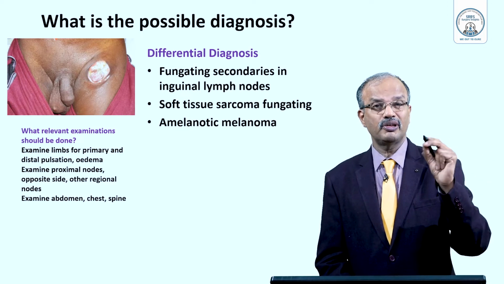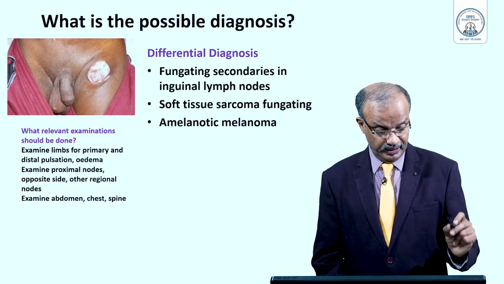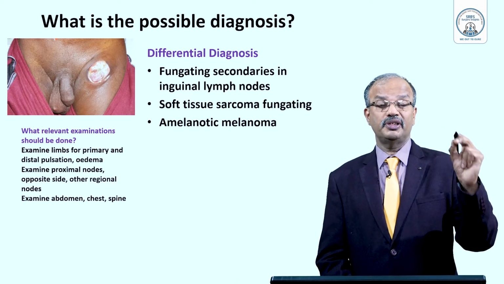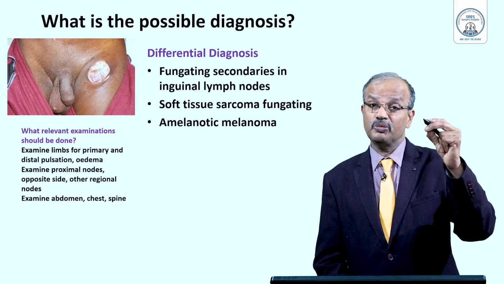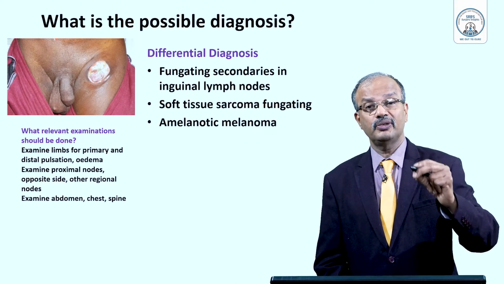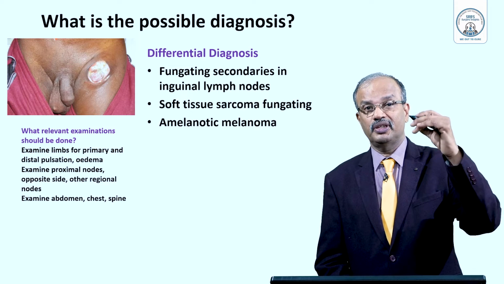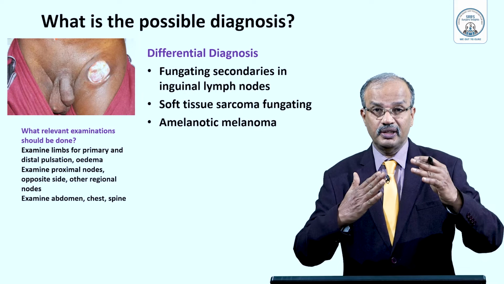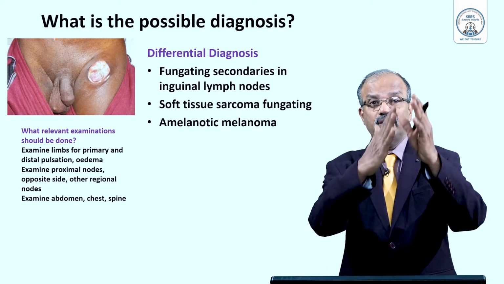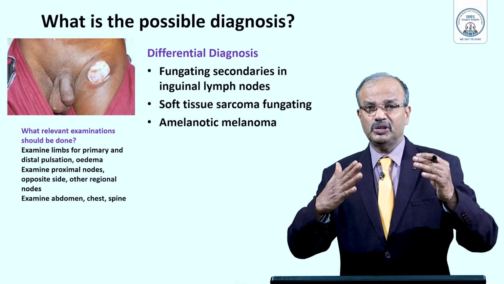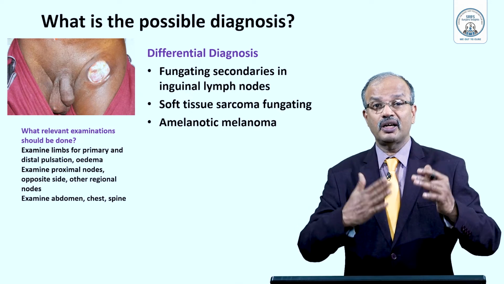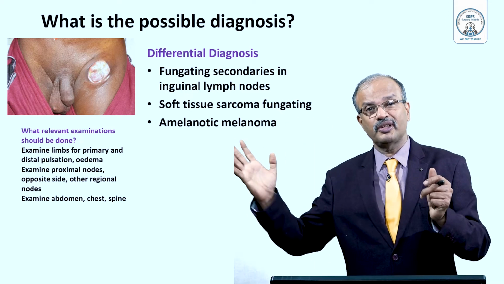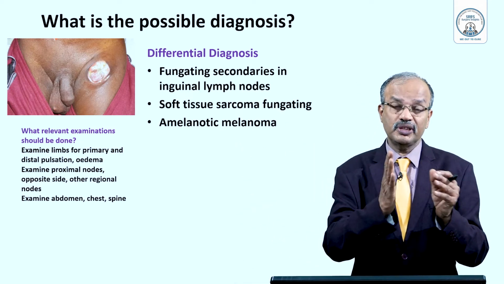Compare with the opposite side. The opposite inguinal region should also be examined, and examine proximal nodes and other regional nodes also. Proximal nodes means iliac nodes. If there is a groin node, the iliac nodes have to be examined, because they are above and medial to the inguinal ligament. The iliac vein goes like this, then the common iliac vein, then the IVC. Most of the nodes are named after the vein, not after the artery. So the vein goes medially, and the nodes are above and medial, not lateral. Laterally there are circumflex nodes and other nodes, but iliac nodes are above and medial.